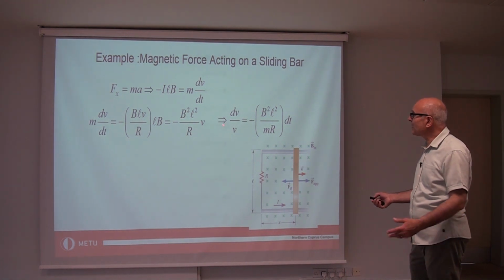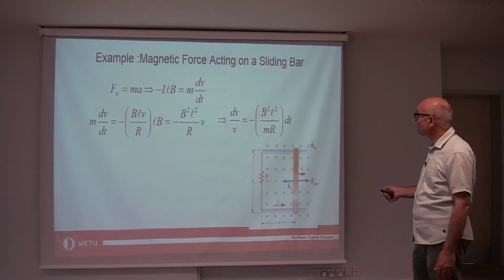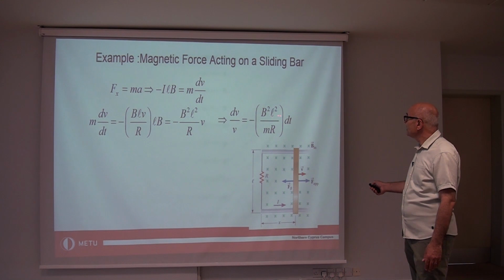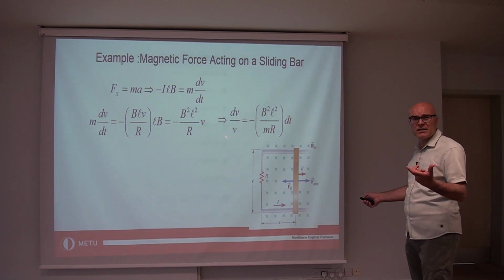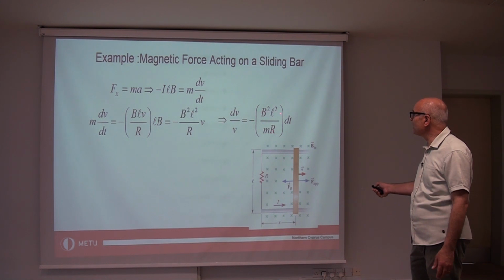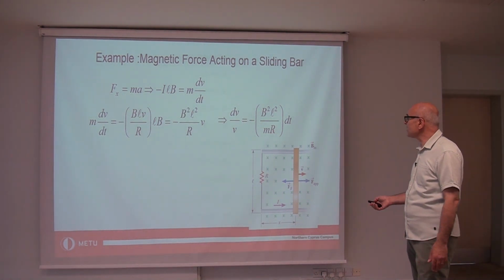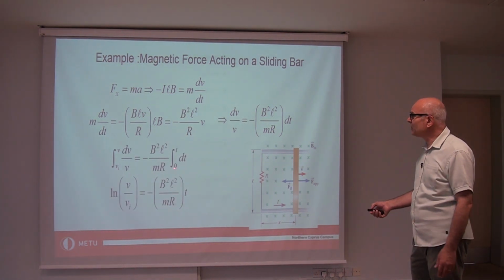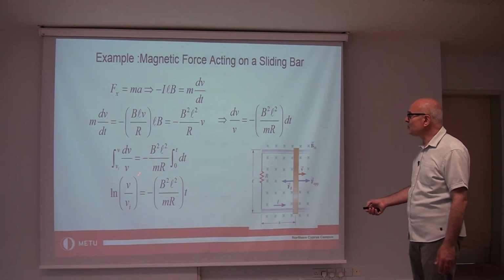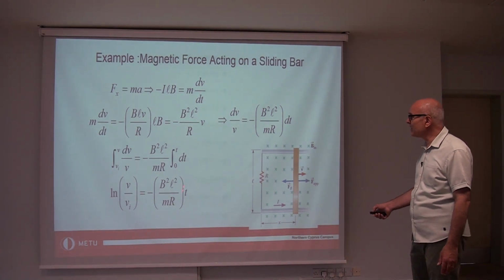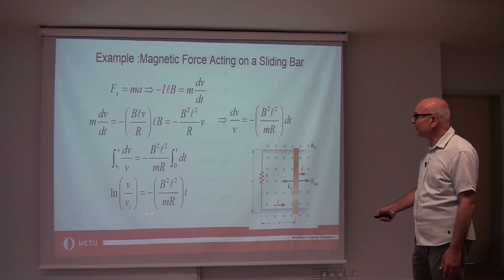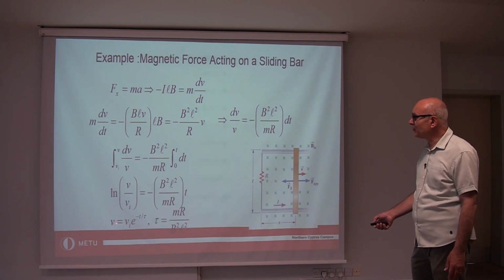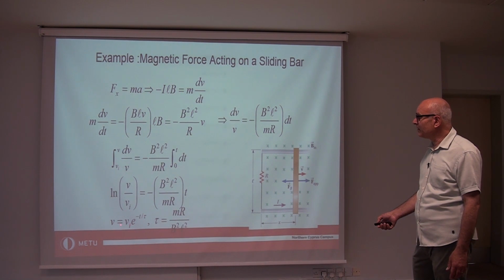So you just arrange terms: you put the v's on one side and bring the rest to the other side. Now dv over v is equal to this, multiplied by dt. All of these are just constants: mass, R, B, L are constants, so you can integrate this immediately. You integrate from v initial to a given v, and from 0 to any time t. The integral of dv over v is ln, the integral of dt is just t, and if you take the exponent of both sides, this is the expression you get for the velocity as a function of time.